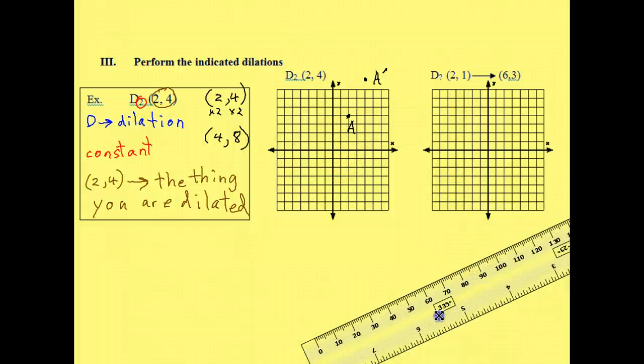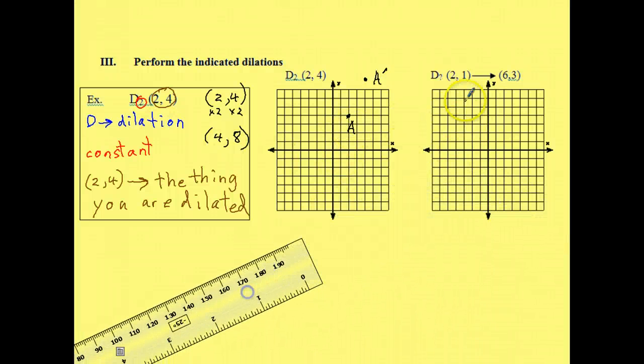Okay, so let's try this one. So let's look at this problem here. It's a little bit different. We know it's a dilation, but we don't know the constant, but we do know this point dilates from here to there. So what happens? So 2, 1. How does 2 get to 6? It's, remember, only multiplication. So how does 2 get to 6? 2 times what equals 6? 2 times 3. So it should be a dilation of 3.